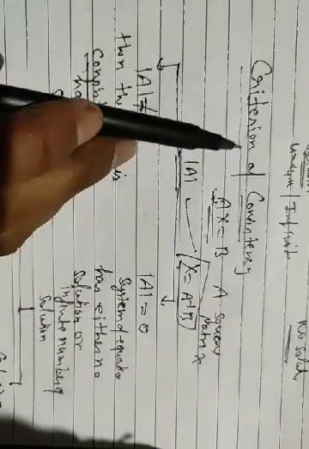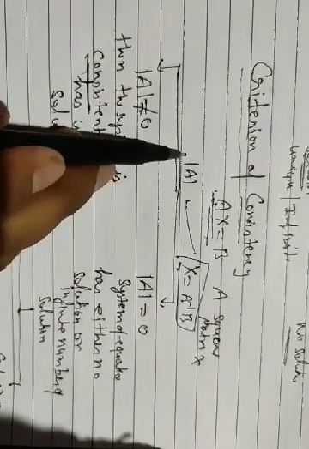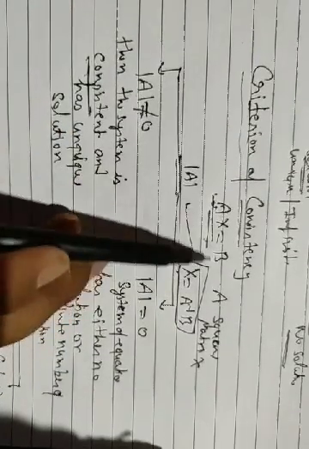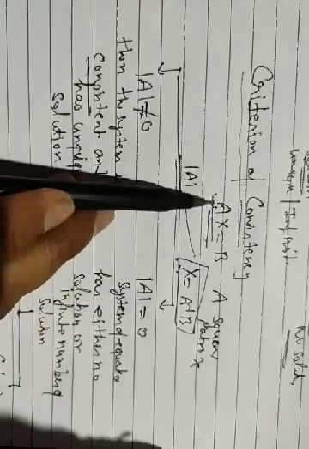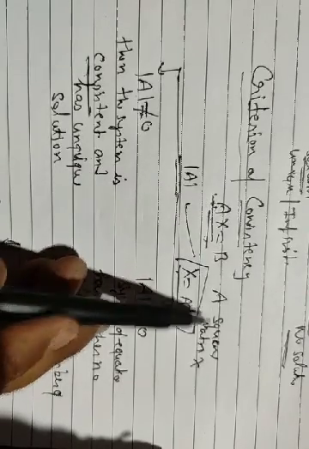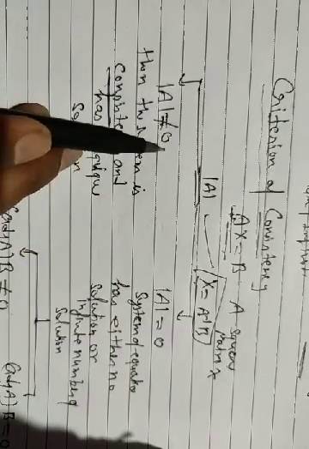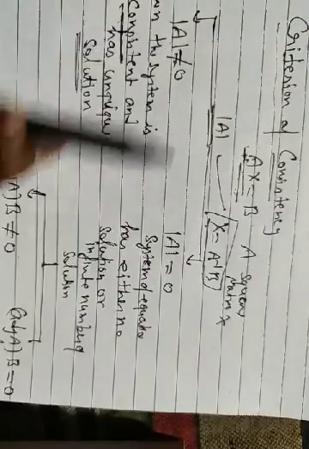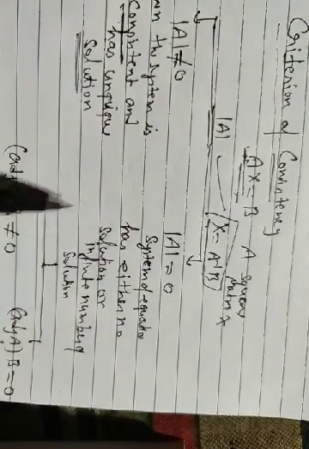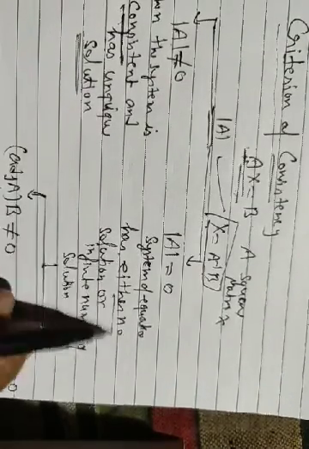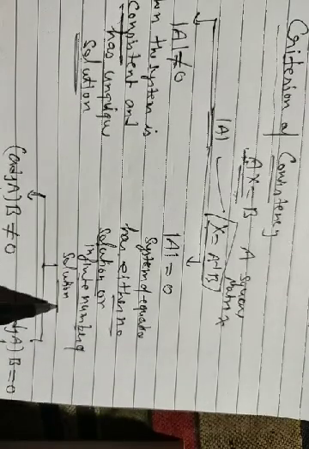In the criterion of consistency, we start with the determinant value. When our system is represented in the form AX equal to B, where A is a square matrix, we find its determinant. When the determinant is non-zero, whether positive or negative, our system is consistent and has a unique solution. But when the determinant equals 0, it vanishes, and then the system of equations has either no solution or an infinite number of solutions.